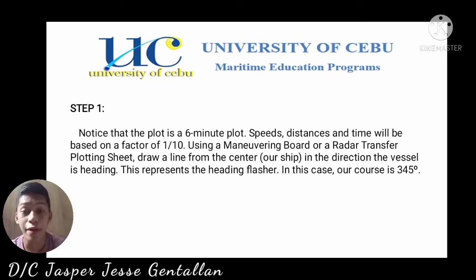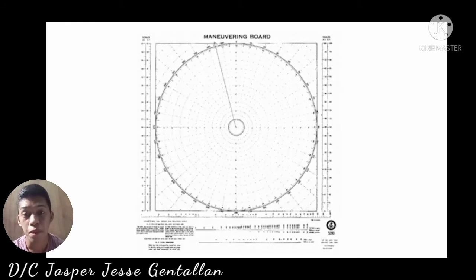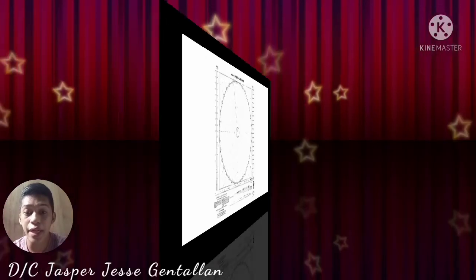Thank you. So here is the step-by-step process on how to properly execute manual radar plotting. Step number 1, notice that the plot is a 6-minute plot, so speed, distances, and time will be based on a factor of 1/10. Using a maneuvering board or radar transfer plotting sheet, draw a line from the center, that's our ship, in the direction the vessel is heading. This represents the heading flasher. In this case, our course is 345 degrees.